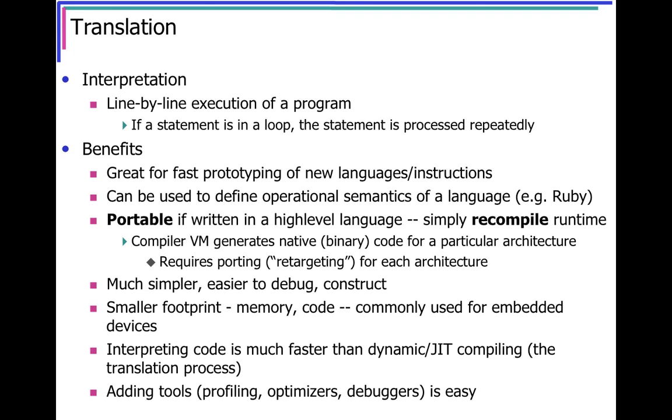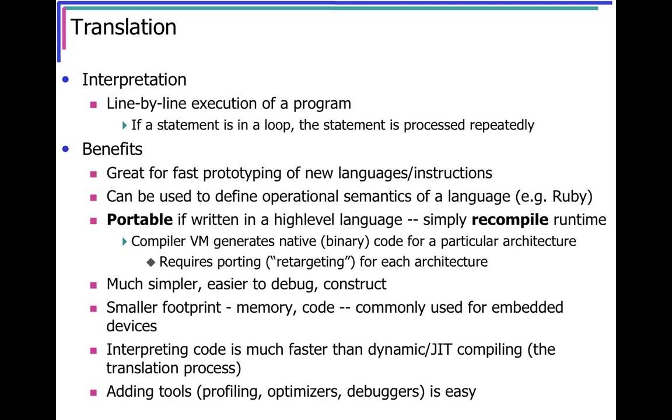An interpreter, on the other hand, since it's written in a high-level language, higher level than binary, a language like C, all we have to do is simply recompile the runtime system, the interpreter itself, for a particular architecture, and now the programs that it's interpreting can run anywhere that the interpreter is. It's really easy to port interpreters to different architectures.